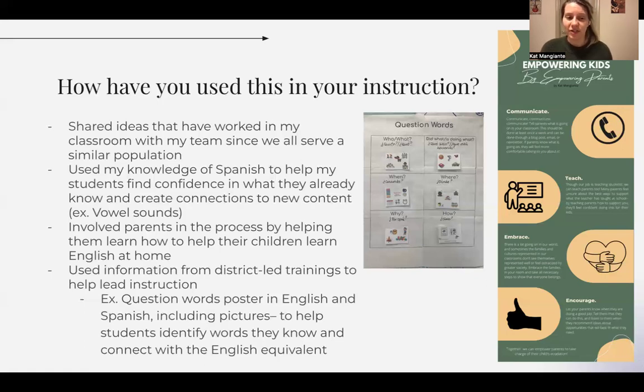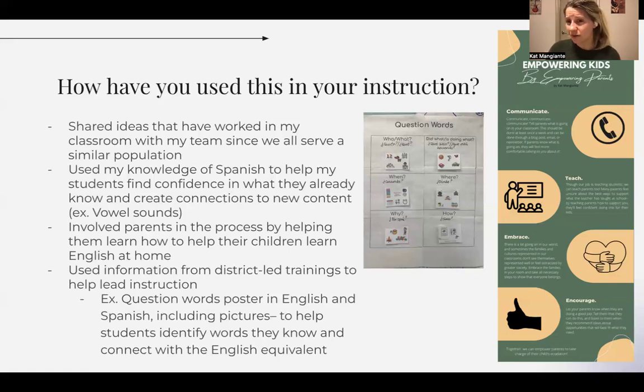I've also used information from district-led trainings to help lead my instruction. An example here is a question words poster that we created in a knowledge building training. This is a question words poster in English and in Spanish, and it has lots of pictures on it, pictures of the kinds of things that you would be able to put in that. So, for example, under when, we have a clock and a list of the days of the week. There are things that you would put into that category that would answer that kind of question so that kids have an idea of what we're talking about. And this helps students identify words that they might already know and connect them with the English equivalent.